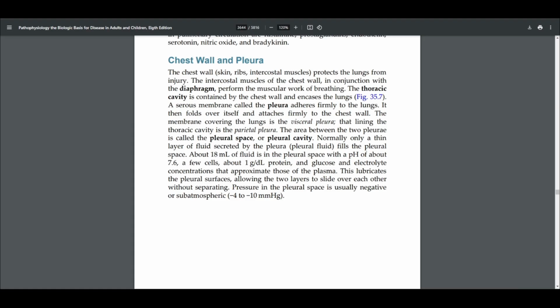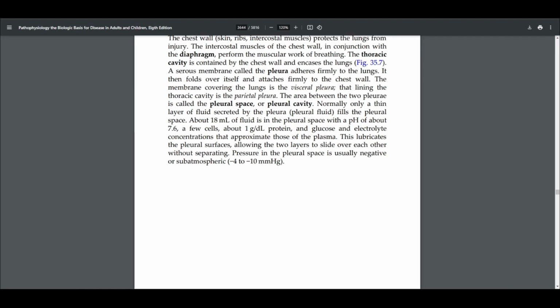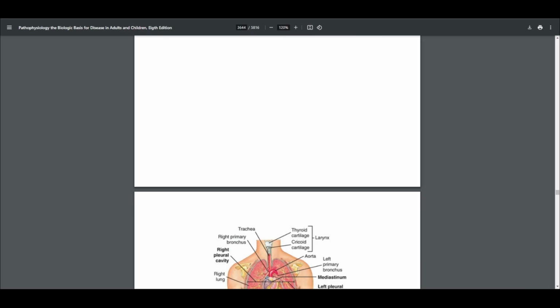It contains a few cells, about 1 gram per deciliter of protein, and glucose and electrolyte concentrations that approximate those of the plasma. This lubricates the pleural space, allowing the two layers to slide over each other without separating. The pressure in the pleural space is usually negative, at a subatmospheric level of -4 to -10 millimeters of mercury.